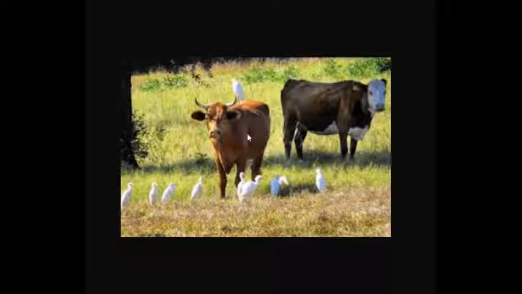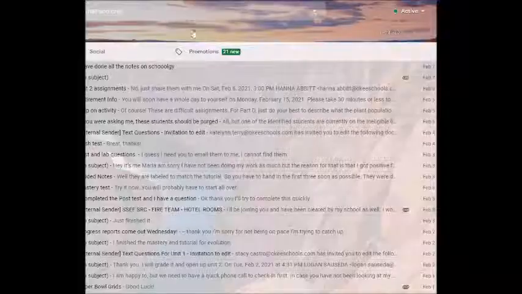All right, this is called commensalism. Commensalism, C-O-M-M-E-N-S-A-L-I-S-M. All right, but the birds gain something. The cows have no effect. All right, so that's another type of relationship.